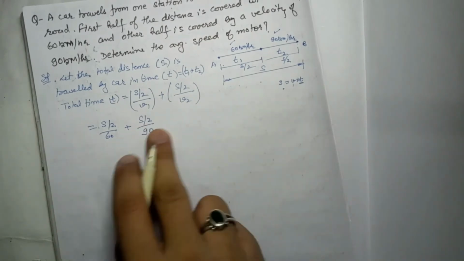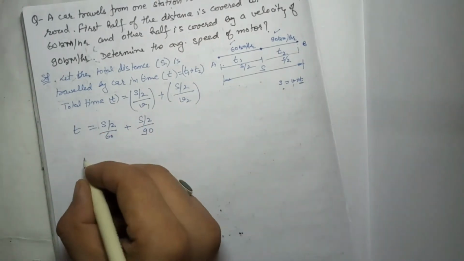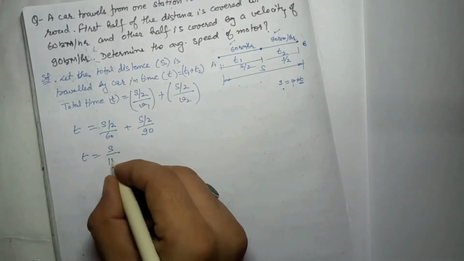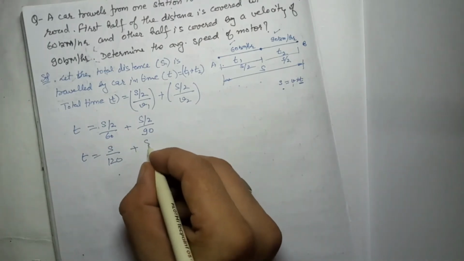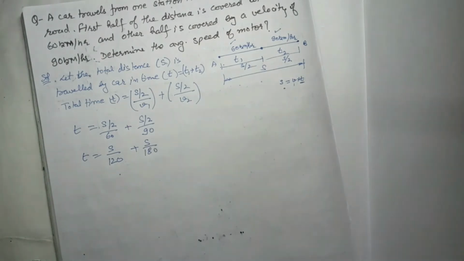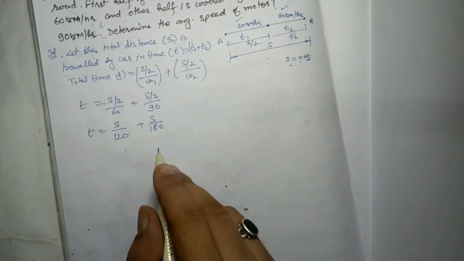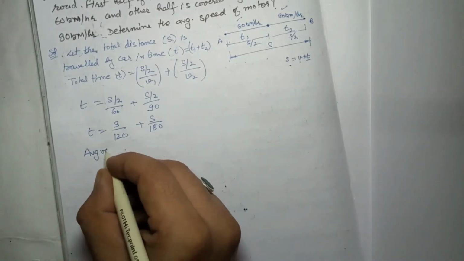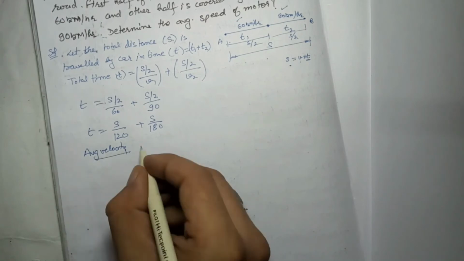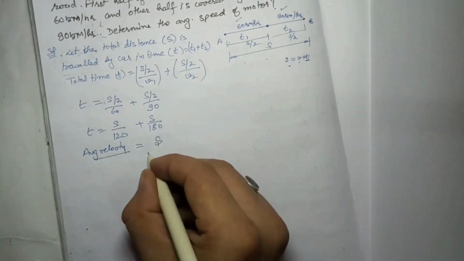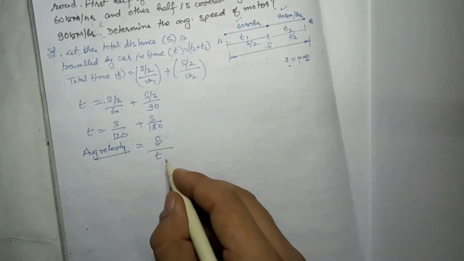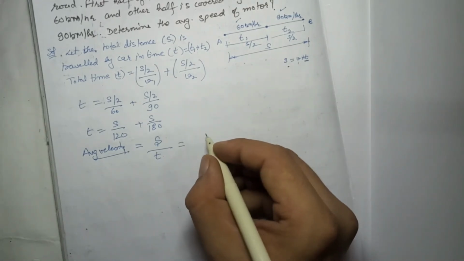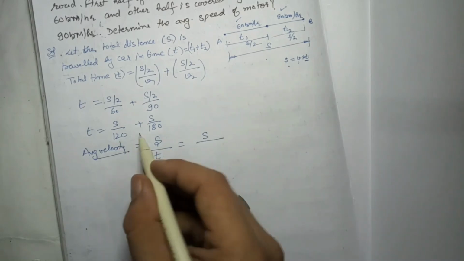Now we can make it easy. The LCM of 60 and 90 is 180, so this is s upon 120 plus s upon 180, right? So this is the total time. Now I can find the average velocity. We know that average velocity is total distance upon total time. So what is the total distance? That is s. So I can say it is s upon this time.